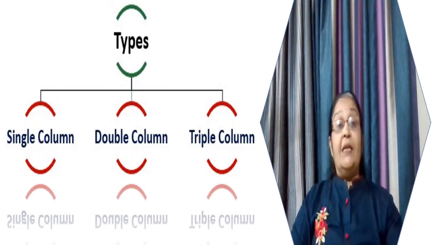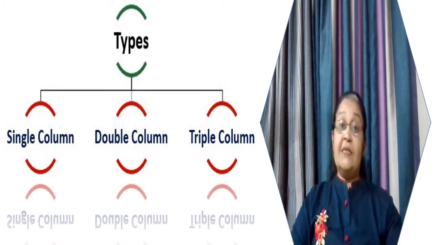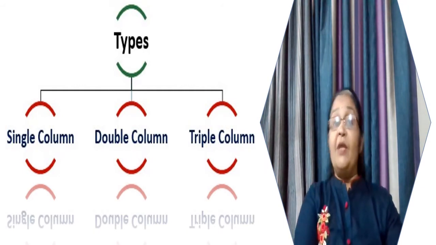Friends, typically there might be three types of cash book formats. They are single column, maybe double column or triple column cash books. Let's know something about these three types.